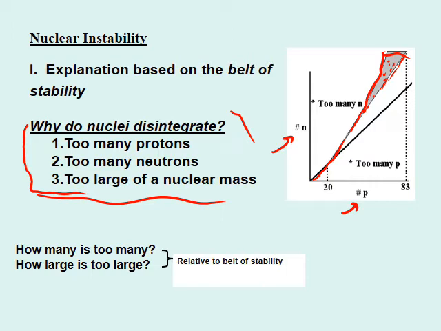Having number of protons falling in here means too many protons compared to neutrons. So the bottom of the belt of stability would represent too many protons. The top of the belt of stability would represent too many neutrons. So change would happen accordingly.